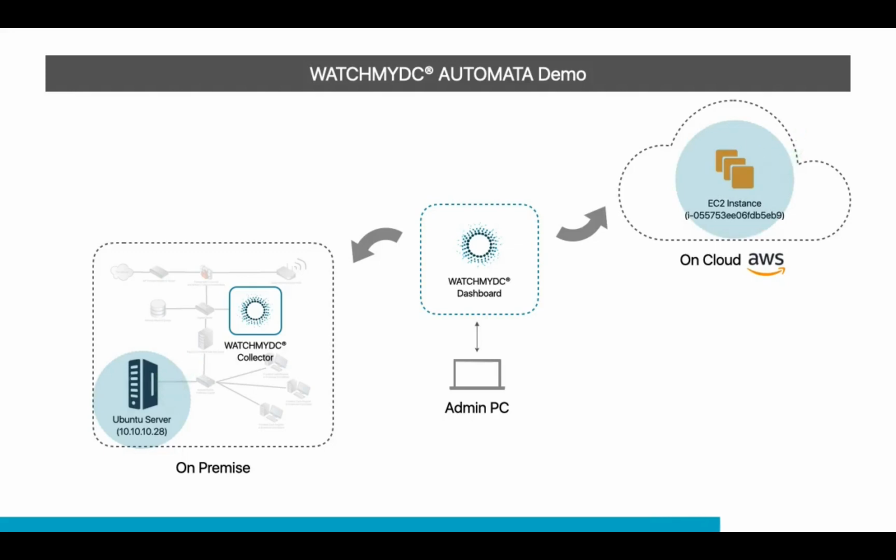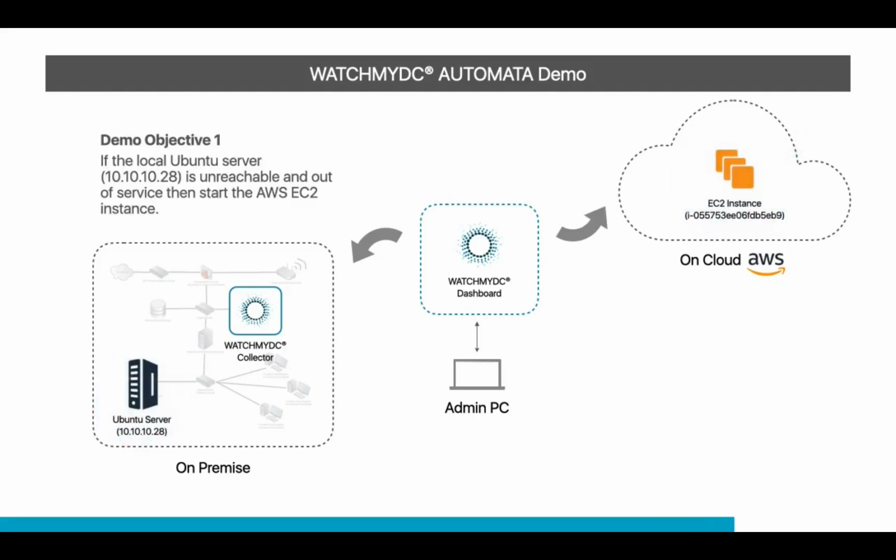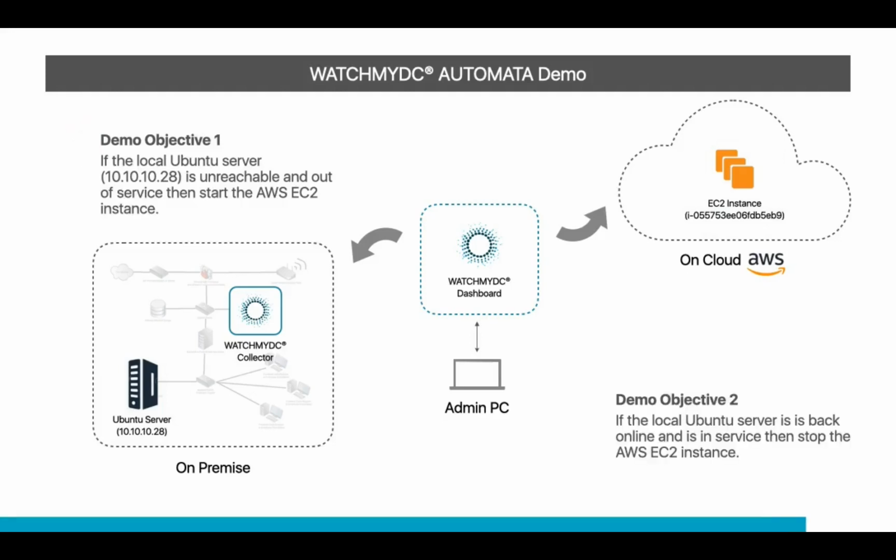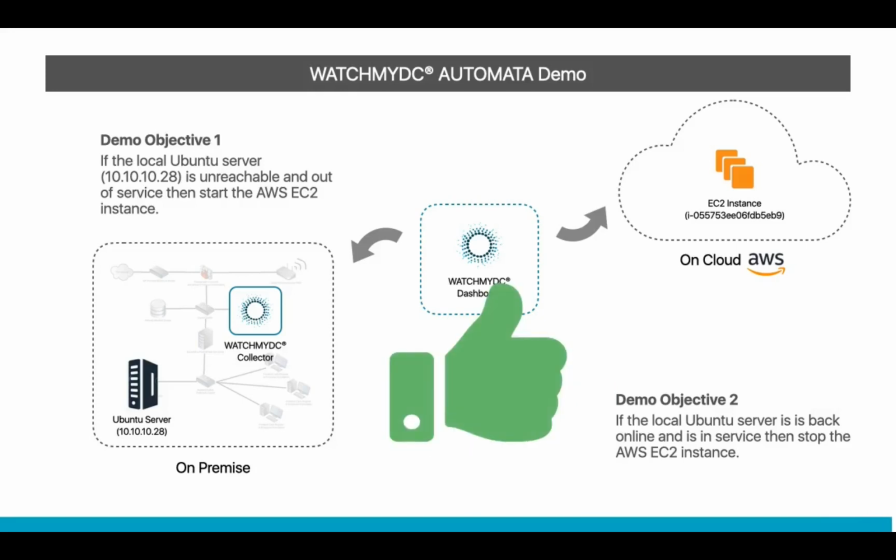We have two objectives in this demo. Objective 1: if the local Ubuntu server 10.10.10.28 is unreachable and out of service, then we start the AWS EC2 instance. Objective 2: this is a reverse process of Objective 1. If the local Ubuntu server is back online and is in service, then we stop the AWS EC2 instance. And now we all are ready. Let us start the demo.